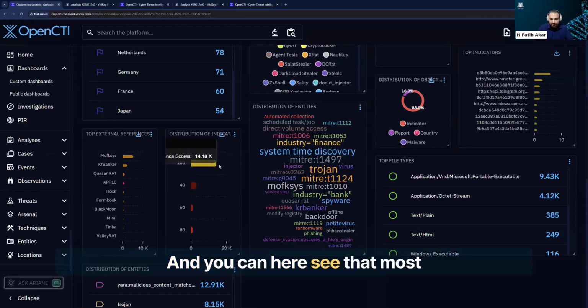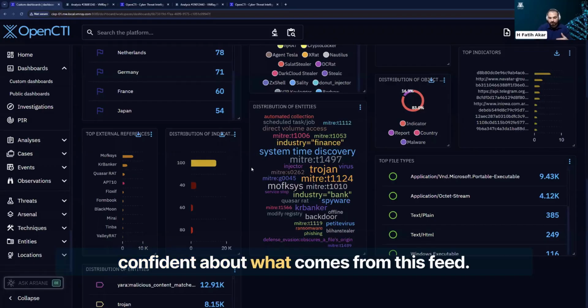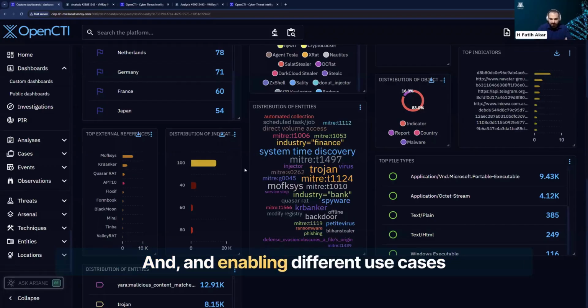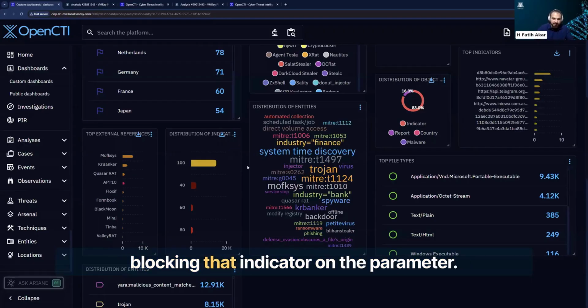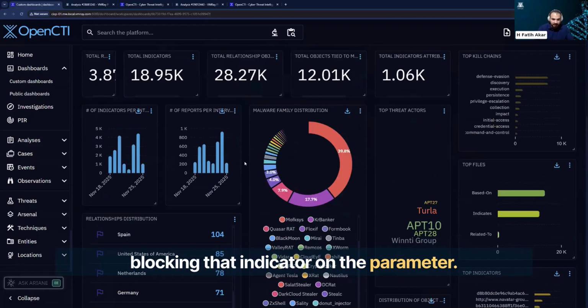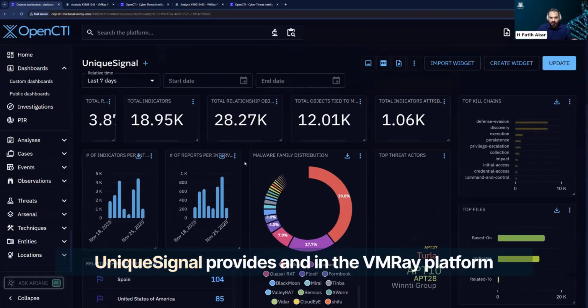And you can see here that most of the indicators have the highest confidence so that you can be more confident about what comes from this feed, enabling different use cases like, again, alert generation and maybe even blocking that indicator on the perimeter. And this is a high level view of what UniqueSignal provides.